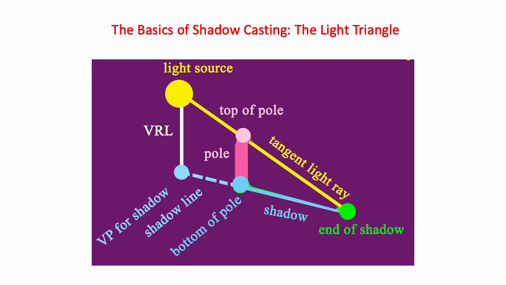The basics of shadow casting is this light triangle that gives us the relationship between the light source, the pole, and the ground. To do that, we need a vertical line connecting the light source to what we call the shadow vanishing point. The shadow vanishing point goes through the bottom of the pole, while the light goes through the top of the pole, and they meet at the end of the shadow.